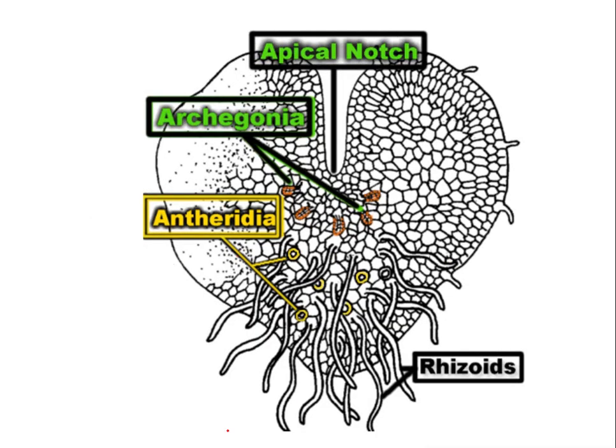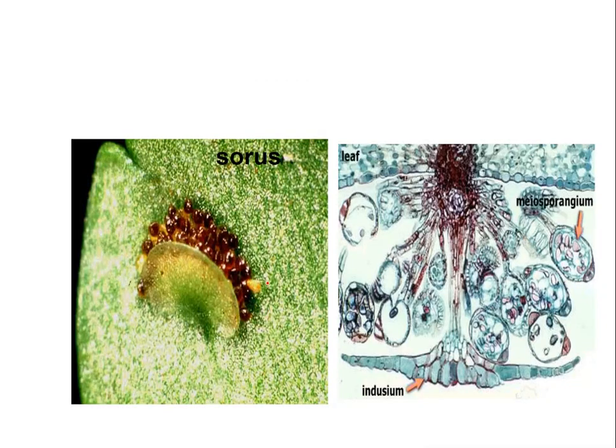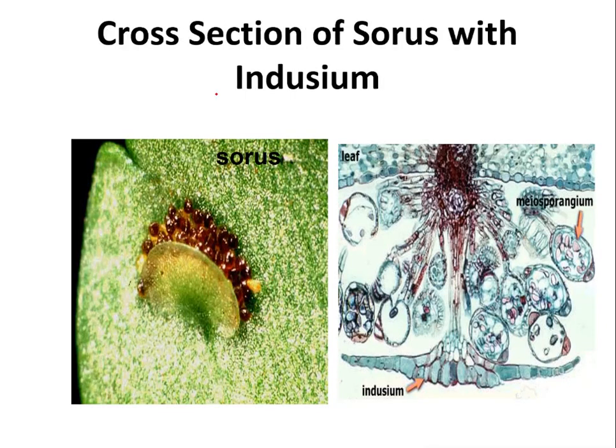This is a cross section of a sorus with indusium. This is the indusium that covers the sorus. Under the microscope, you can see the structure of the sporangium. That's all you have to know about the phylum Monilophyta and Lycophyta, which are classified under seedless vascular plants.